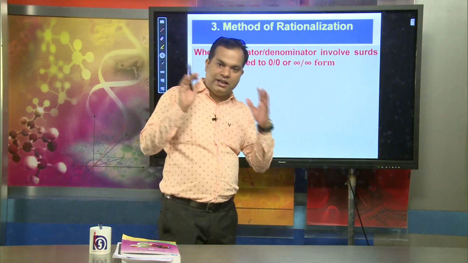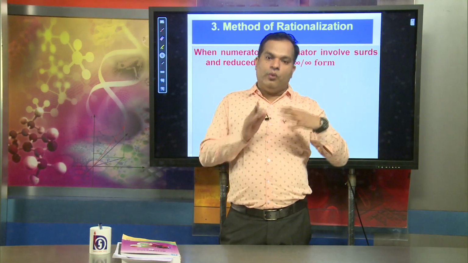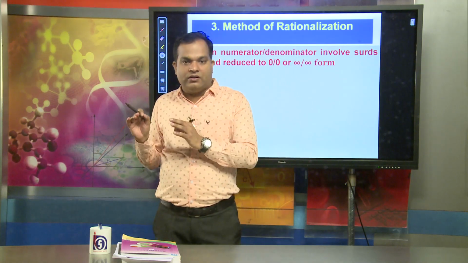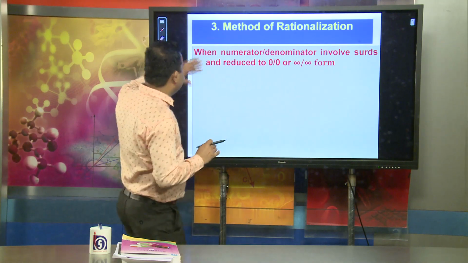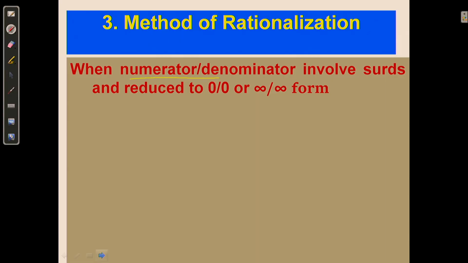The rationalization method is generally used when the numerator, the denominator, or one of them involves a square root. When the numerator and denominator involve square roots and reduce to 0 by 0 form or infinity by infinity form, in that situation we apply the method of rationalization.